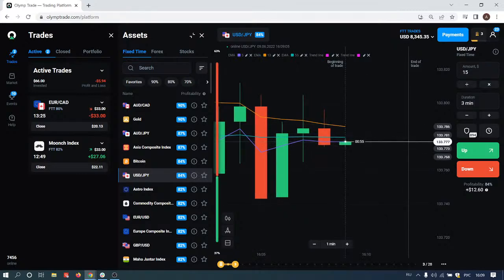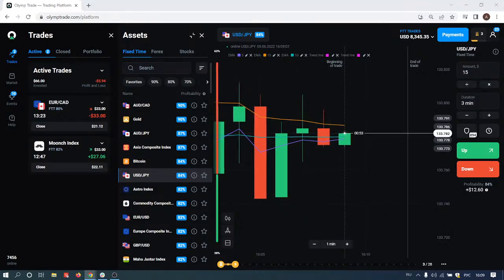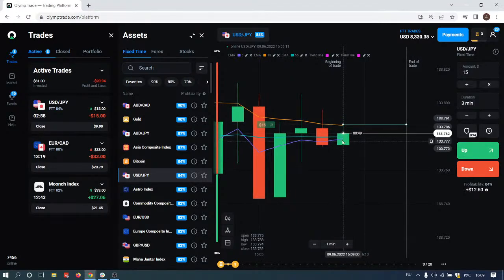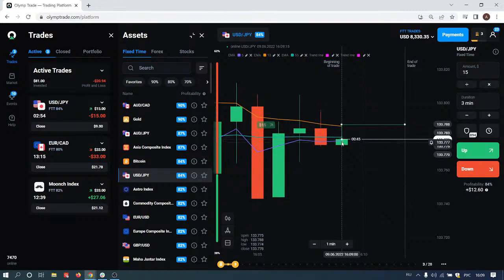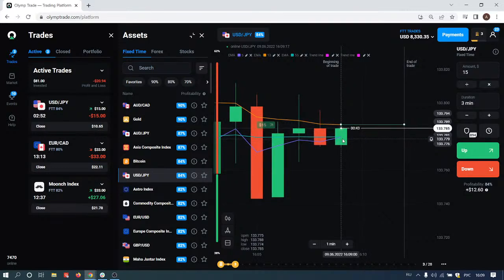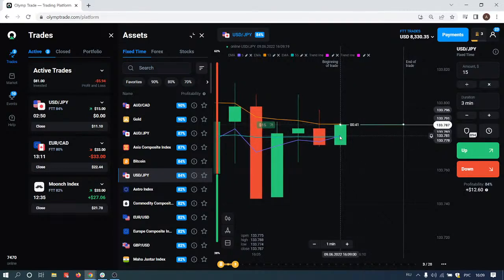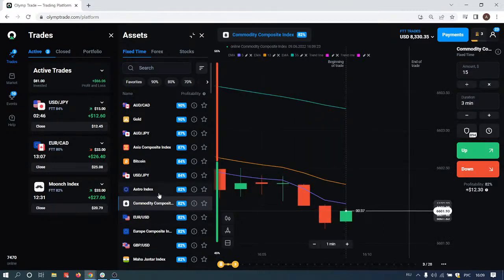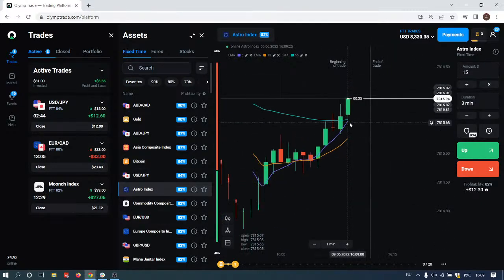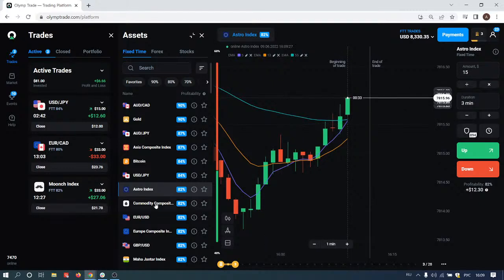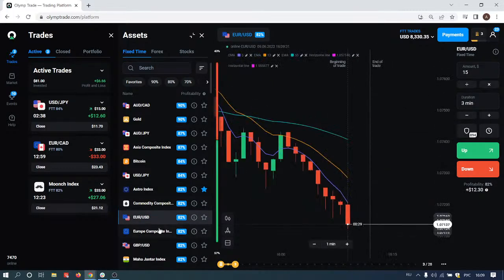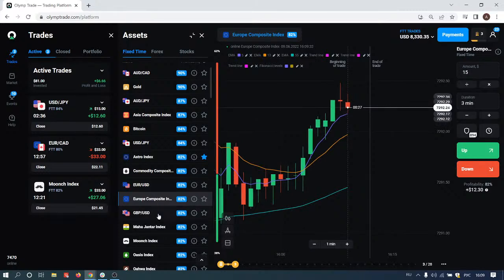So just let's have a look. Yeah, okay, let's go ahead and try. All right, so definitely this one, the blue line, the 5 EMA has crossed the 13 EMA, and that's a signal for an up trade. Okay, Astro Index as well might be a trading signal soon.